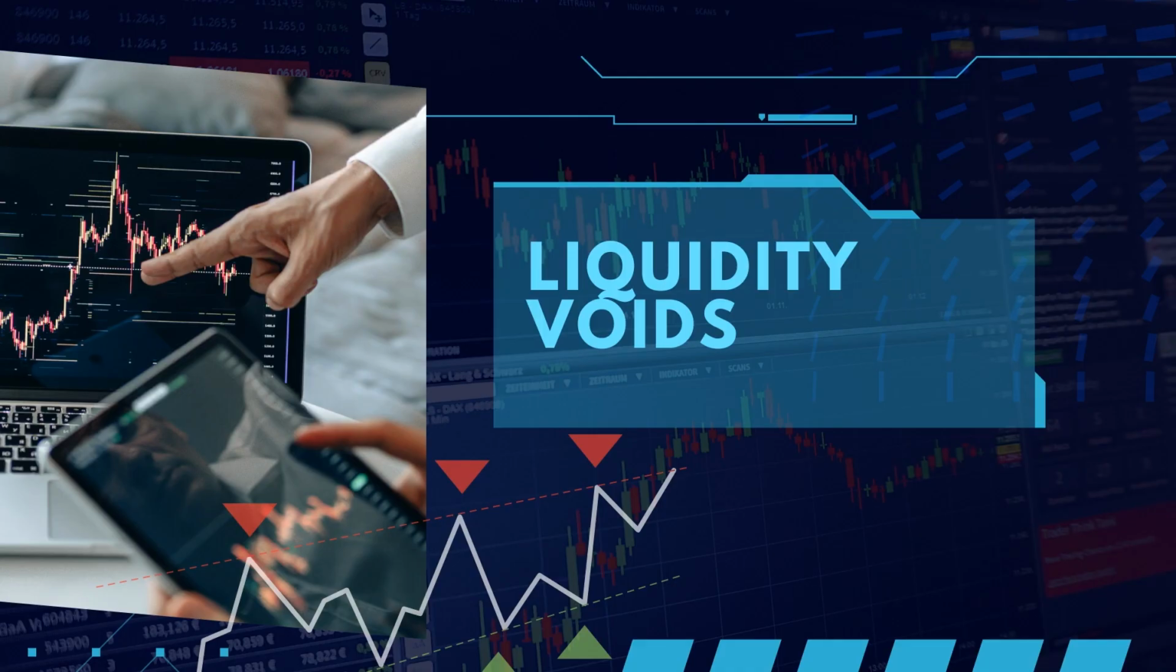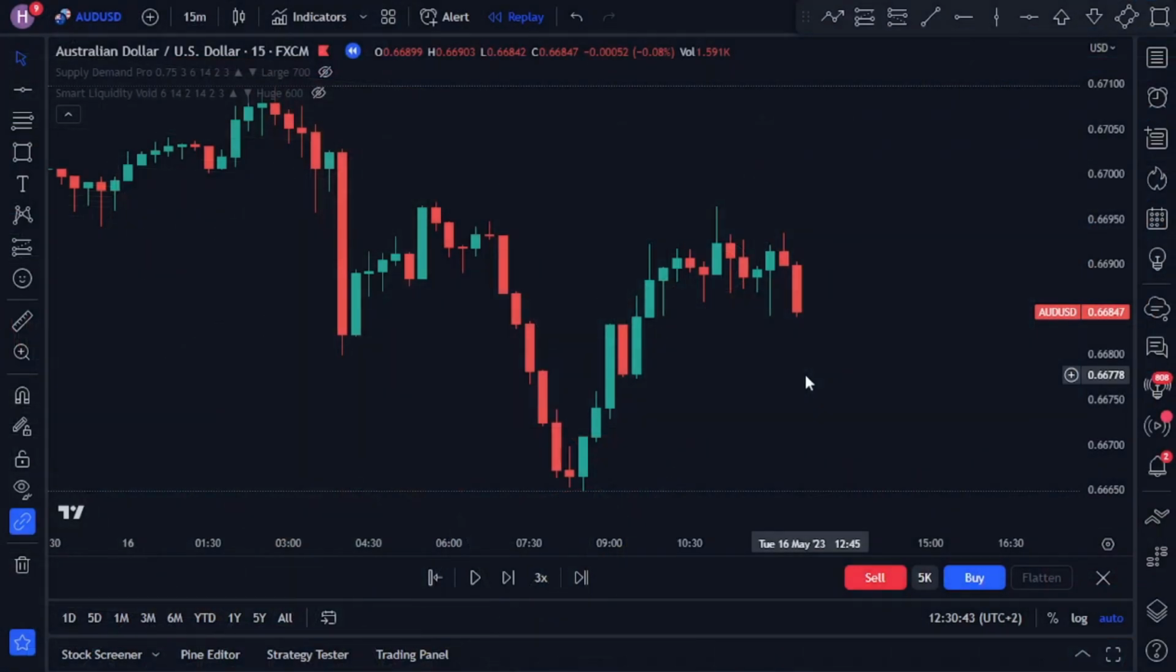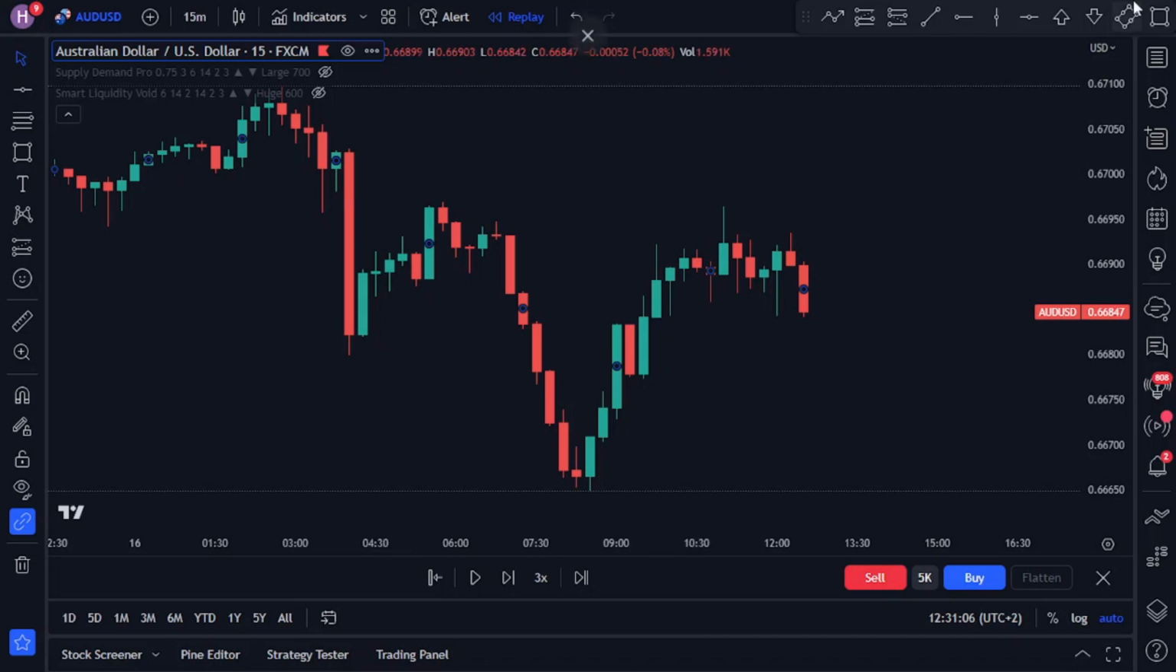Our next smart money strategy and indicator is based on smart liquidity voids. Let's take a closer look at an example. For this example, I'm on the AUD/USD on the 15-minute time frame. Liquidity voids arise when price experiences a sudden and significant shift, leading to an abrupt transition between different price levels.